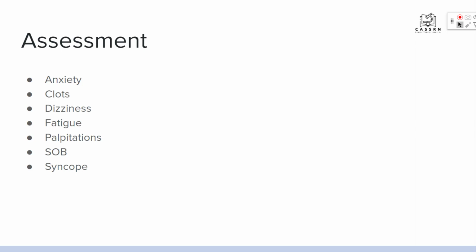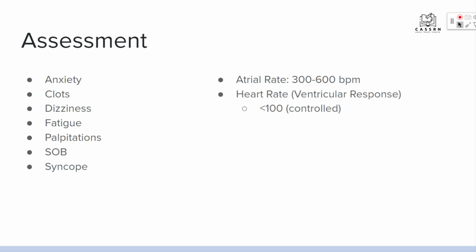And then the AV node acts as a filter, which can slow down the atrial rate. The atrial rate is going to be anywhere from 300 to 600. And then there's three types when that AV node acts as a filter because it's going to slow down the ventricles. So we've got the heart rate, which is going to be less than 100, between 101 and 149, or greater than 150.